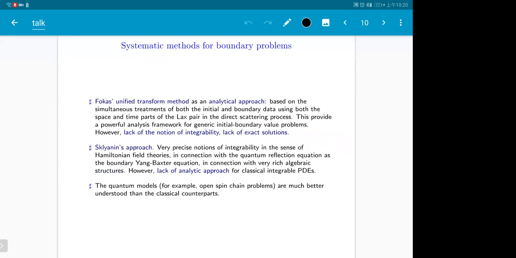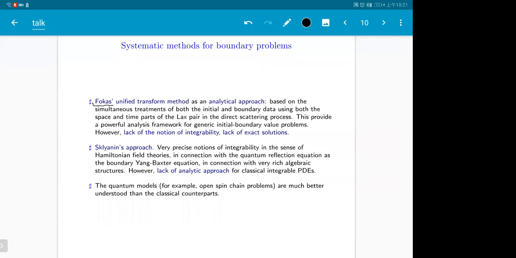So there exist certain systematic methods for boundary problems. One was developed by Fokas, which is called the Fokas Unified Transform, a general analytic framework for dealing with initial boundary value problems. The key idea is based on simultaneous treatment of the space and the time part of the Lax pair in the direct scattering process.